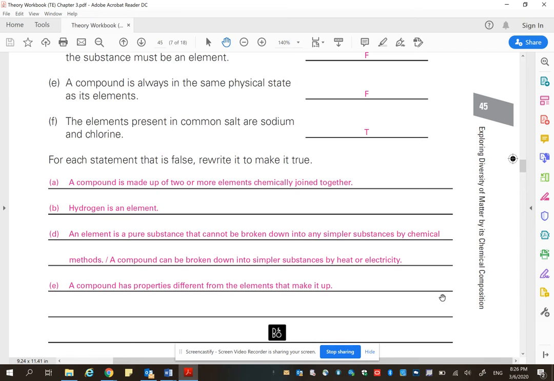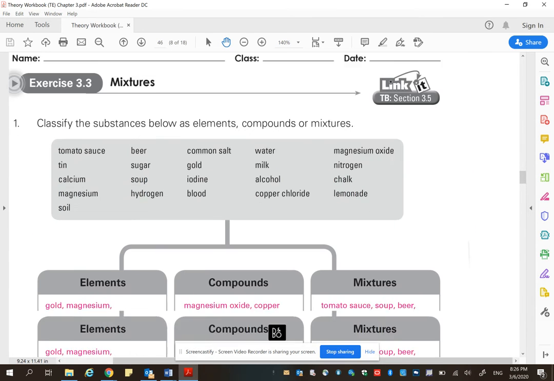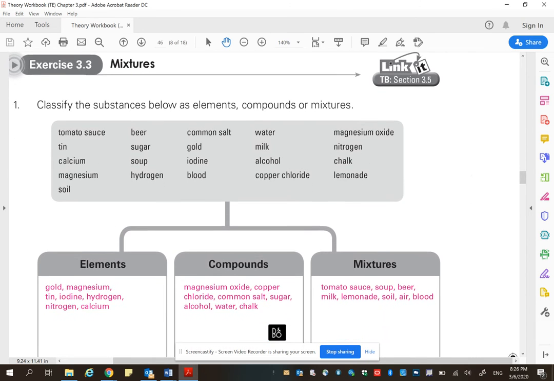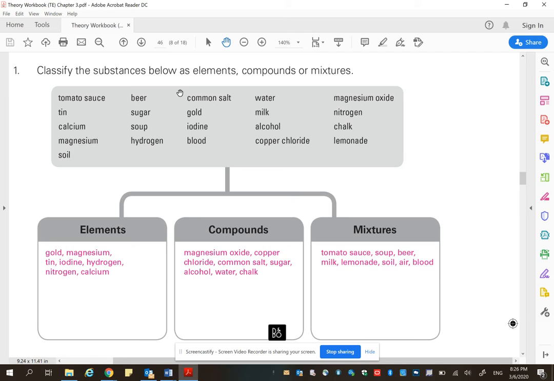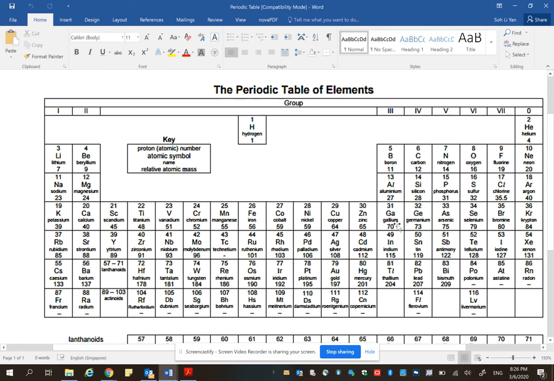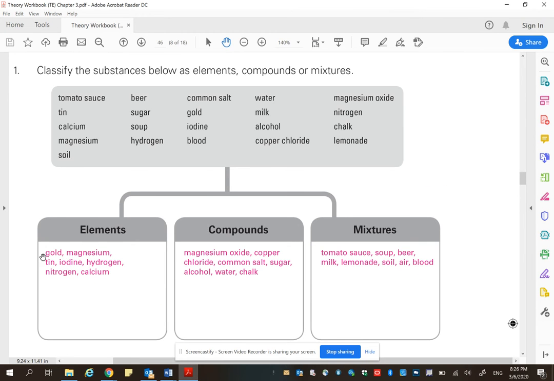It's different. Okay, now, next part, this exercise 3.3 on mixtures. So I'm given this table here. I need to classify them, whether they are elements, compounds, or mixtures. Same thing, elements must be found on the periodic table here. So you take a look. Anything here will be known as the elements. So quite obvious. Gold, magnesium, tin, iodine, hydrogen, nitrogen, calcium, all these are elements.